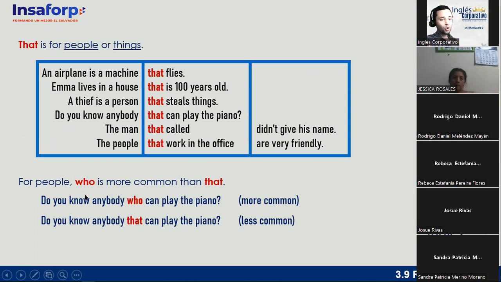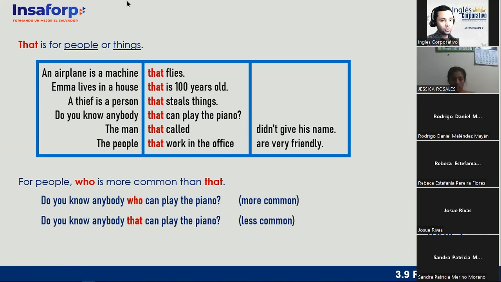Now, for people, who is more common than that? You can use that, yes, but who is more common. Do you know anybody who can play the piano? This is more common. Do you know anybody that can play the piano? This is less common, but it's also okay, right? No problem.